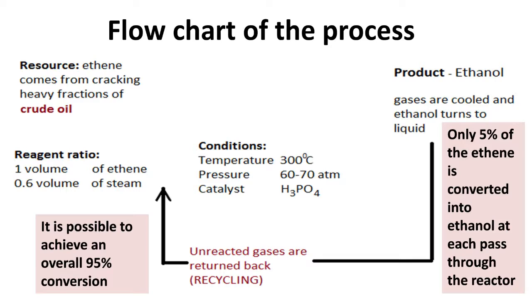Through one pass of reagents through the reactor, only 5% of ethene converts into the main product. At the last stage, all gases are cooled and ethanol is liquefied, and unreacted gases are returned back into the reactor. Such industrial schemes are called flow processes and make it possible to achieve an overall 95% conversion.